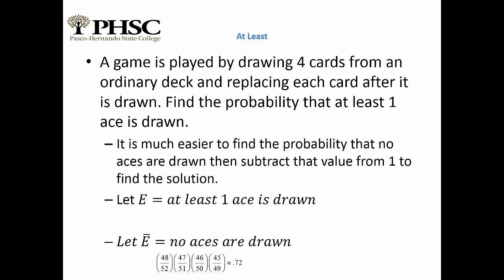So first let's find the probability that no aces are drawn. There's 4 aces, so the probability of no aces for the first card is 48 over 52, then 47 over 51, and so on. And that gives us 0.72. So it's about a 72% chance that no aces are drawn. So what's the probability that at least one ace is drawn? Then we take that information and we subtract it from 1. So the probability that at least one ace is drawn is 0.26.